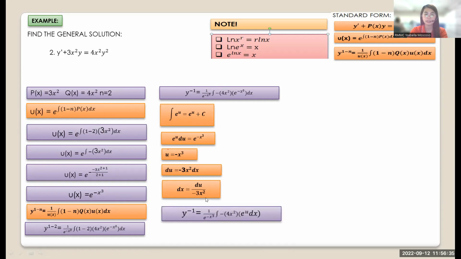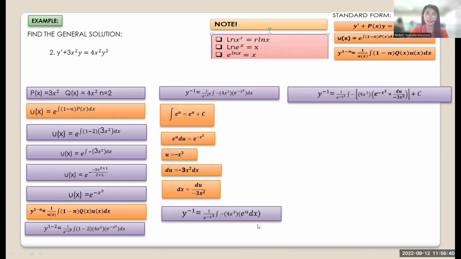So, ang gagawin natin ngayon is to apply the value.